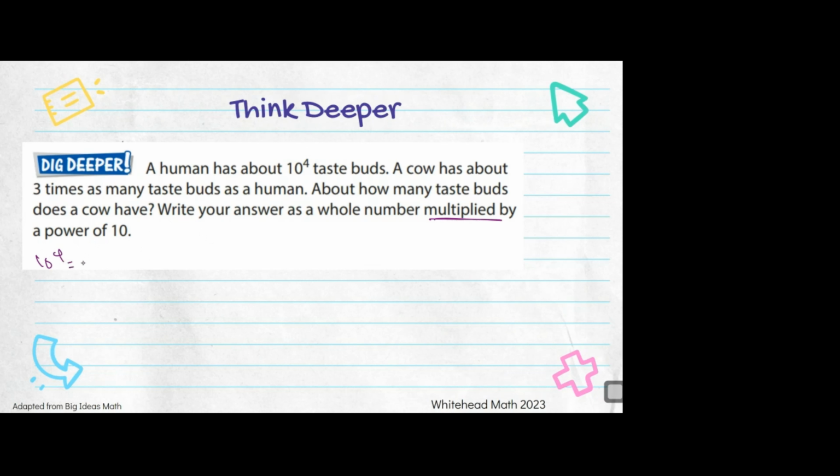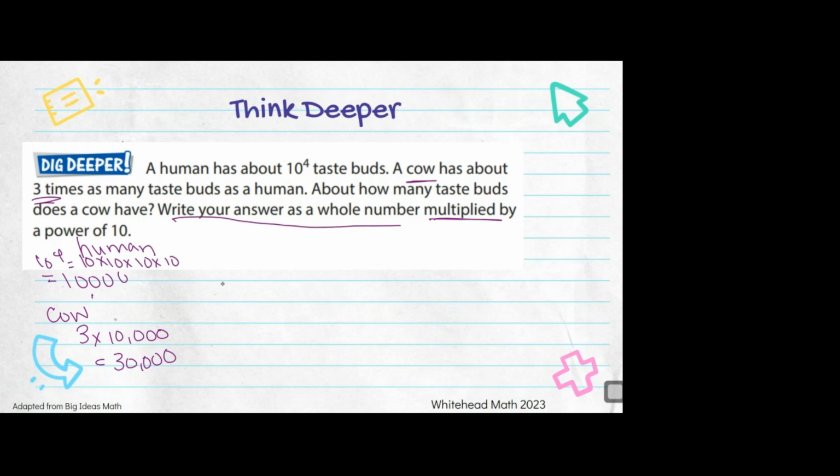So let's figure out 10 to the fourth power. That's 10 times 10 times 10 times 10. So that equals 10,000. So that's for the human. Okay. Now it says that a cow has about 3 times as many taste buds. Okay, so that'll be 3 times 10,000, which should be about 30,000. Then it says to write my answer as a whole number multiplied by the power of 10. Well, my answer is 30,000, so that should be right here. Okay? 3 times 10,000, or 3 times 10 to the power of 4. Okay, very good.